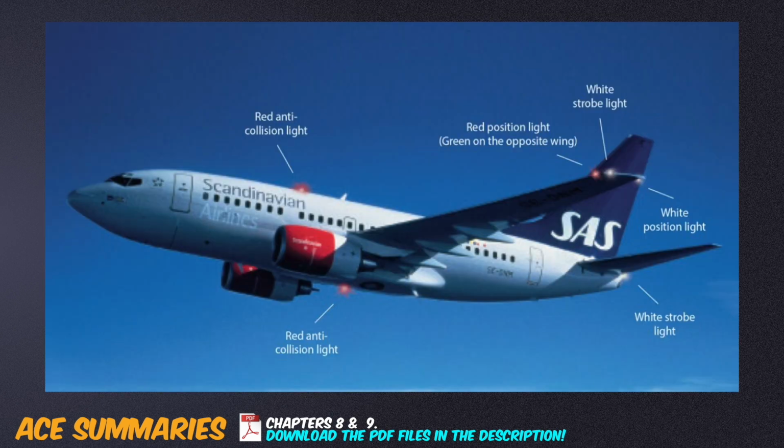The red anti-collision light should be on whenever an engine is running. The white strobe light should be on whenever an aircraft is airborne. Nav lights should be on at night, but are recommended at all times.